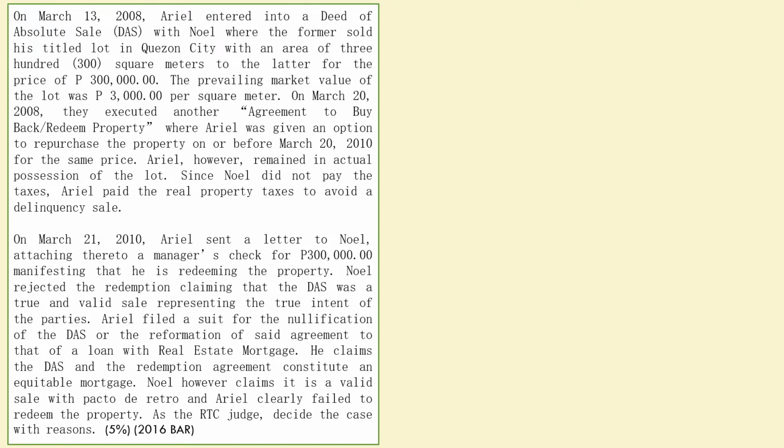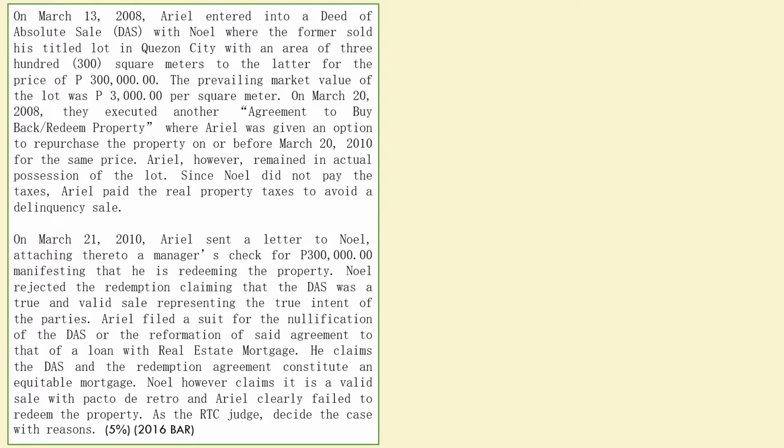Here, the seller entered into a deed of absolute sale wherein he sold his titled lot in Quezon City with an area of 300 square meters to the buyer, Noel, for the price of 300,000 pesos. But the prevailing market value of the lot is actually 3,000 pesos per square meter. They also executed another agreement to buy back or redeem the property, where the seller was given an option to repurchase the property. The seller remained in actual possession of the lot, and it was also the seller who paid the real property taxes because the buyer did not pay.